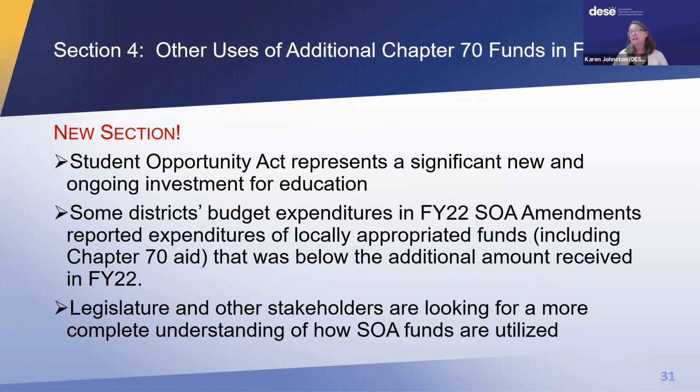I already mentioned that the state is putting in well over $1 billion over 7 years, phasing it in. And so this represents a significant new and ongoing investment in education. Now, some districts' budget expenditures in FY22 SOA amendments reported expenditures of locally appropriated funds that was below the additional amount of Chapter 70 aid that they received in FY22. There are lots of reasons for this.